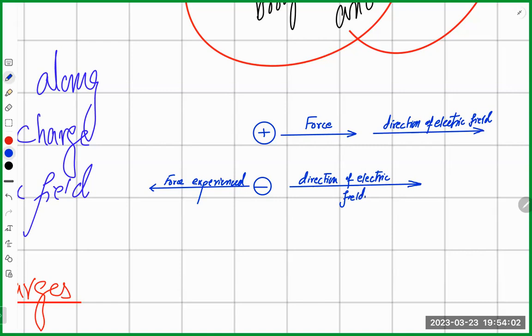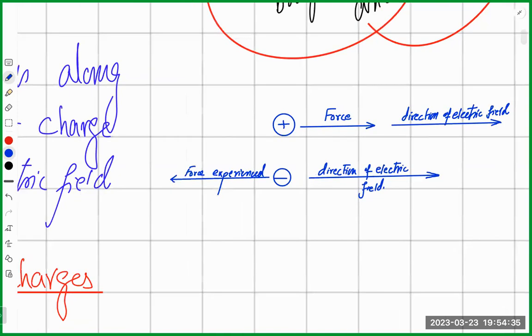So direction of electric field is always opposite to the direction of force on a negative charge, and it is always along the direction of force on a positive charge. So in any electric field, if the force experienced by the positive charge is in a certain direction, that will be considered the direction of that electric field.